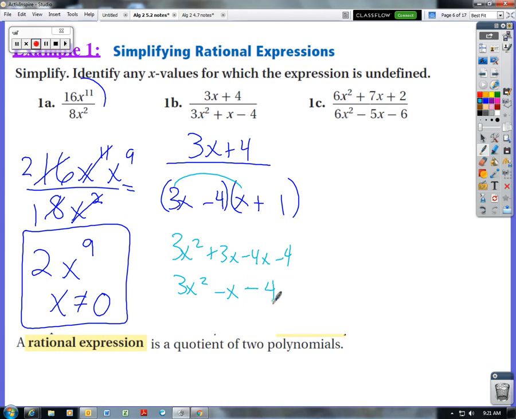And if I look up here, it's supposed to be plus x. So what I'm going to do then is I'm going to go back and switch these signs. And that should do it. So you can distribute again. 3x squared minus 3x plus 4x minus 4. And then these are going to add to positive x, which it should be right here. So that's the guess and check method.